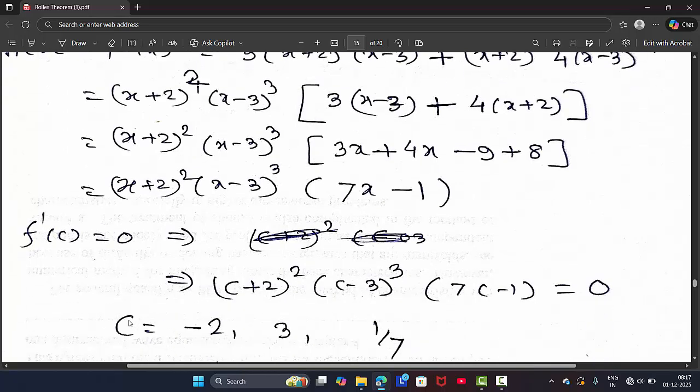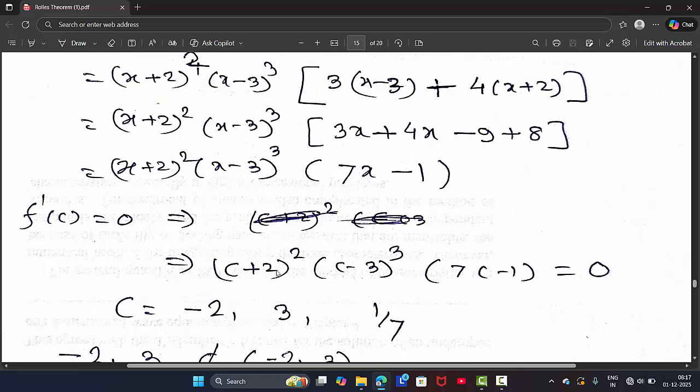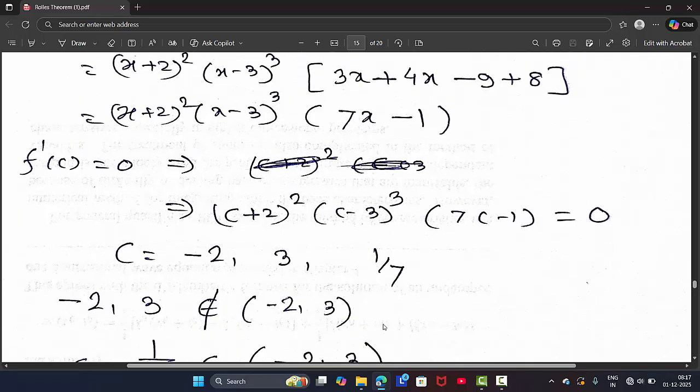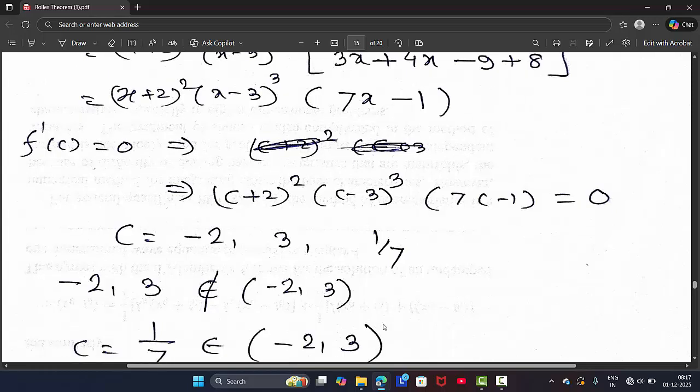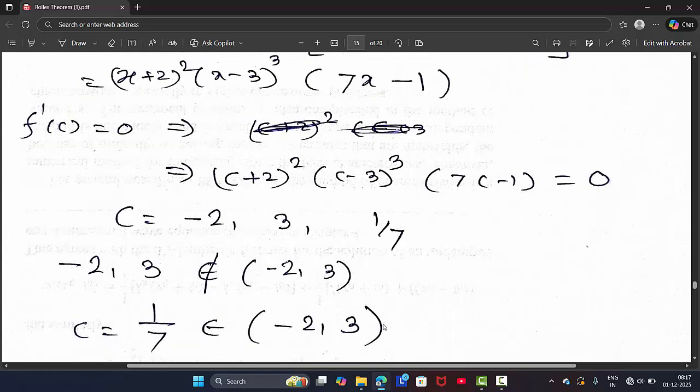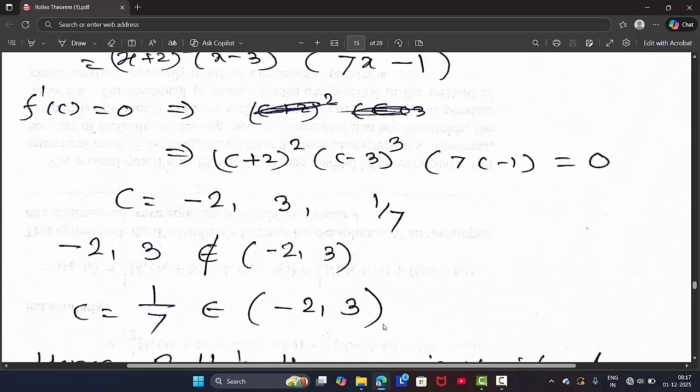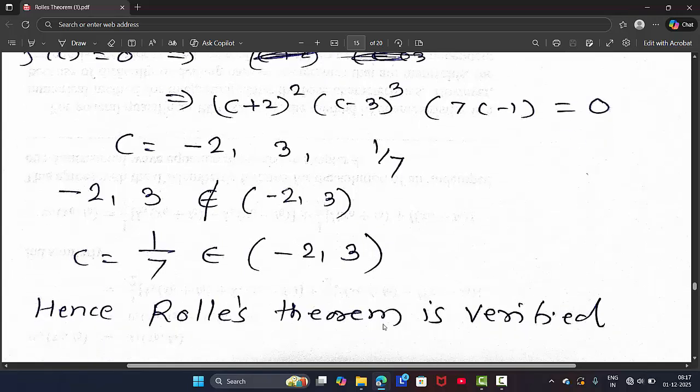f dash c equal to 0, this implies that c plus 2 square into c minus 3 cube into 7c minus 1 equal to 0. From this I will get c equal to minus 2, c equal to 3, c equal to 1 by 7. Out of these three values, minus 2 and 3 don't belong to the open interval minus 2, 3. But c equal to 1 by 7 belongs to the open interval minus 2, 3. Hence, Rolle's theorem is verified.